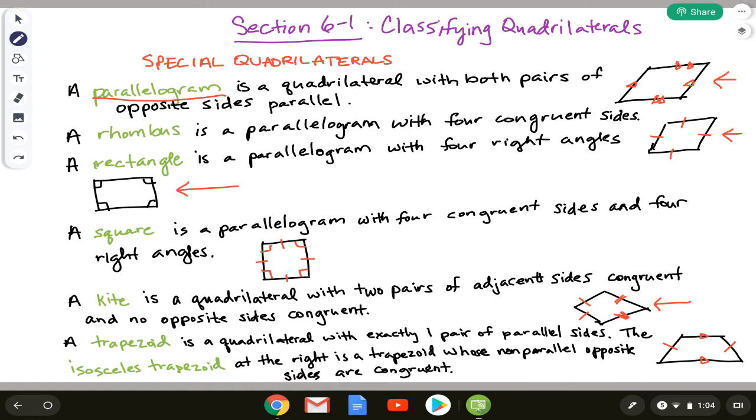And then another one is a trapezoid. So it has 1 pair of parallel sides, and so here's an example of a trapezoid where the top and bottom are parallel. And in this case, it's a special trapezoid, an isosceles trapezoid, because the 2 legs that aren't the parallel sides are congruent.